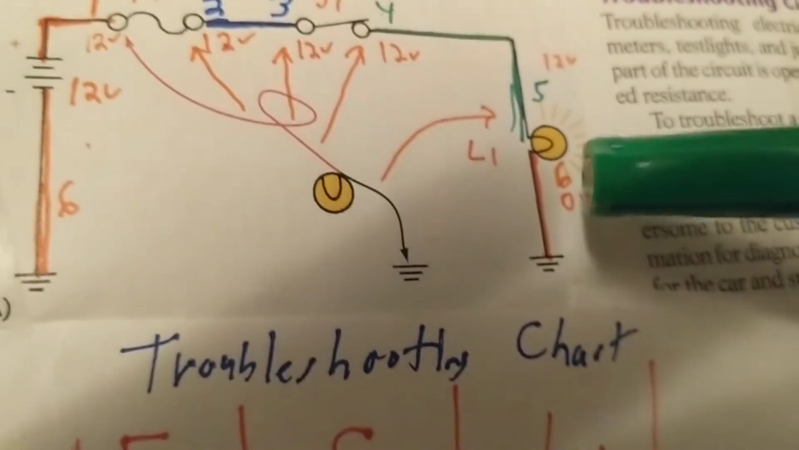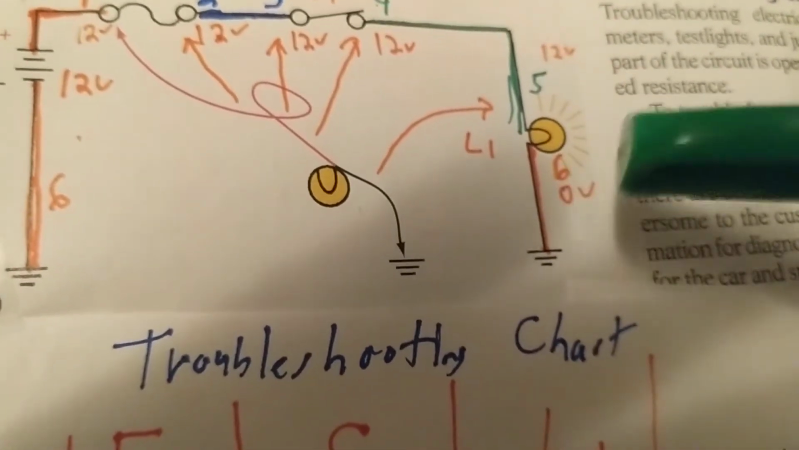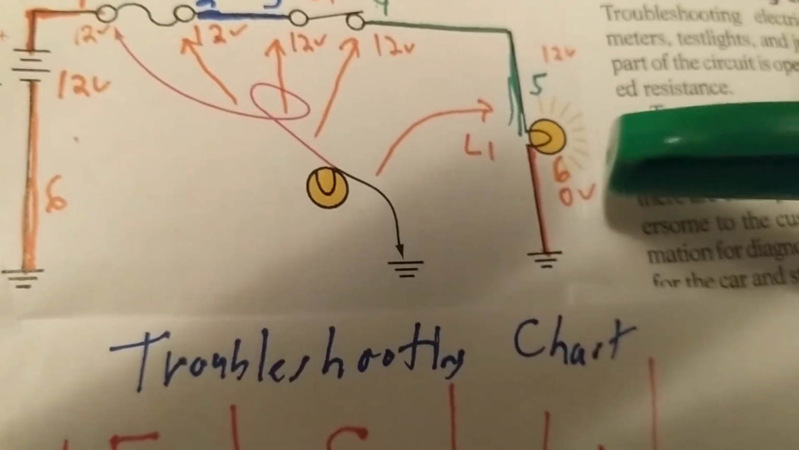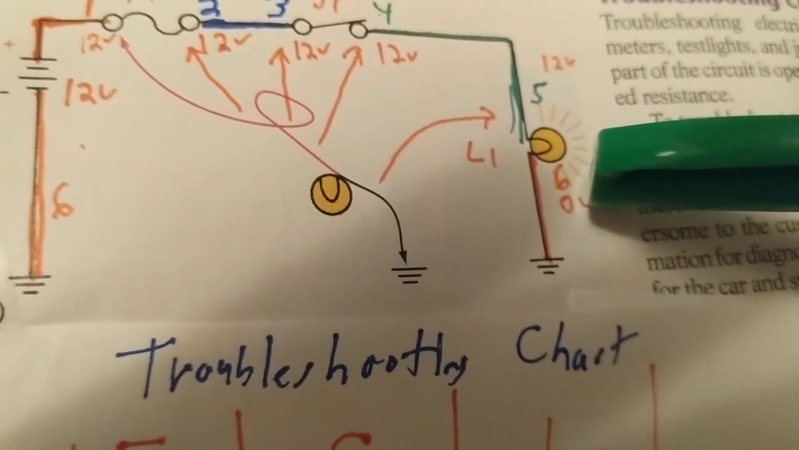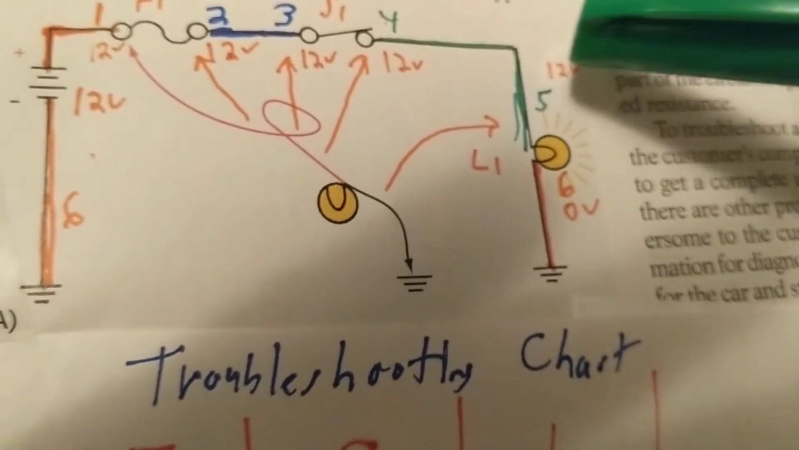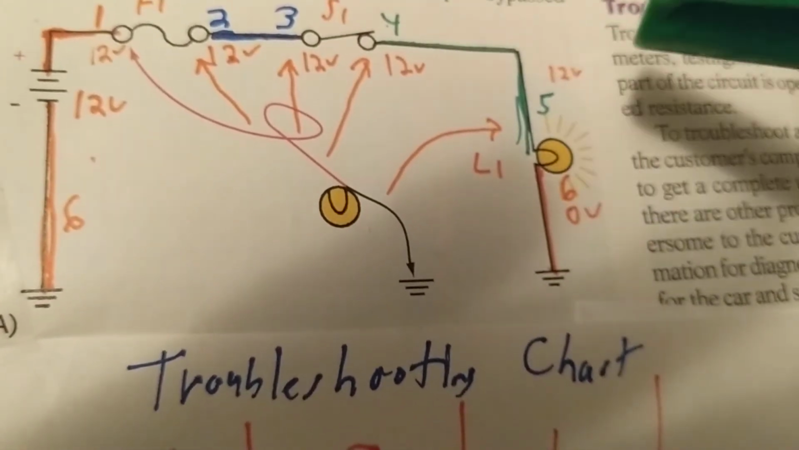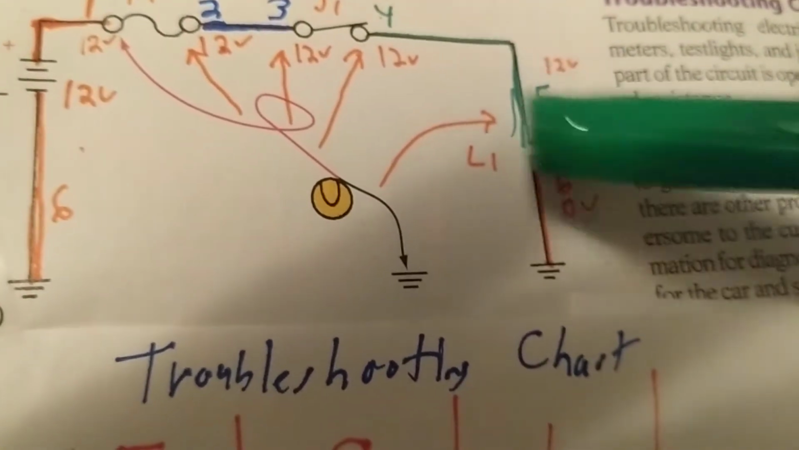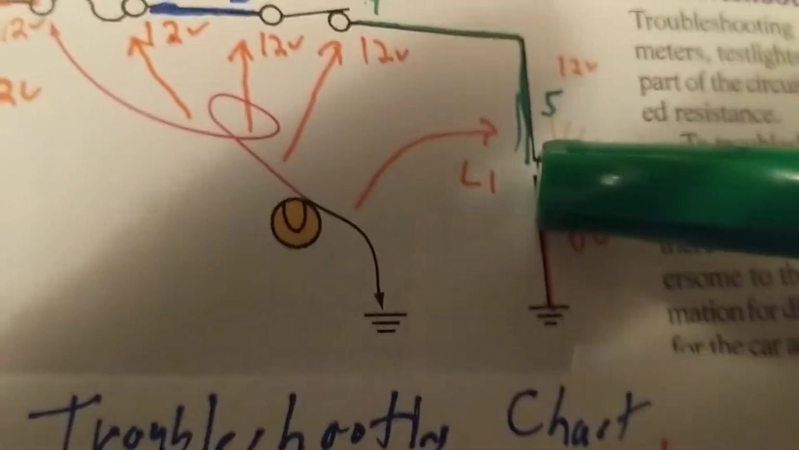12 volts here, 0 volts here. Why is this 0? Because with respect to ground, this is 0 volts. But at this point, I lose 12 volts across the whole load. So all of the voltage is going across this filament, this bulb. That's why it's referred to as the load.